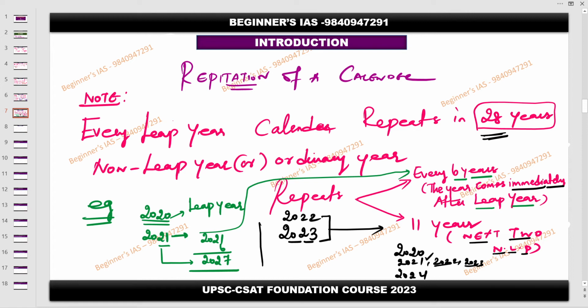So 2022, 2023 are nothing but the years which come after the leap year. 2020 is the leap year. 2021, 2022, 2023 come after this leap year. The year which immediately follows, this 2021, repeats every 6 years. The next 2 years repeat every 11 years. Understood? Yes, sir. You got it. Fine.